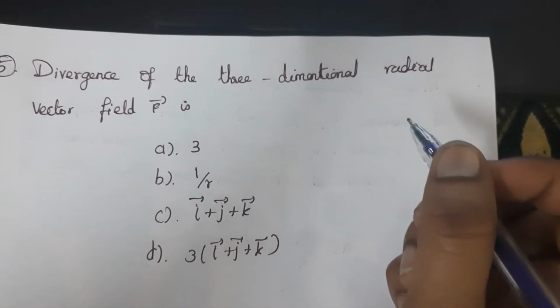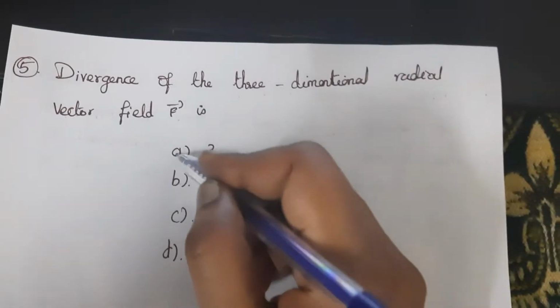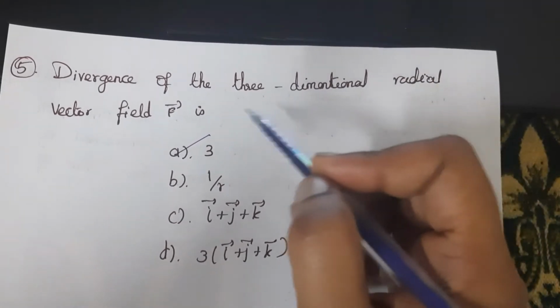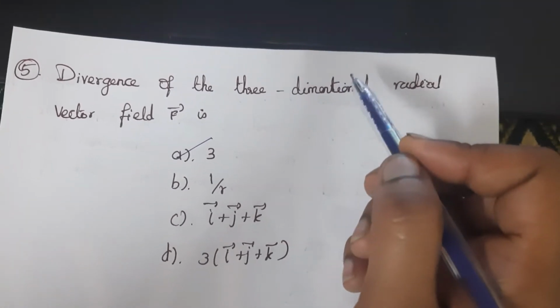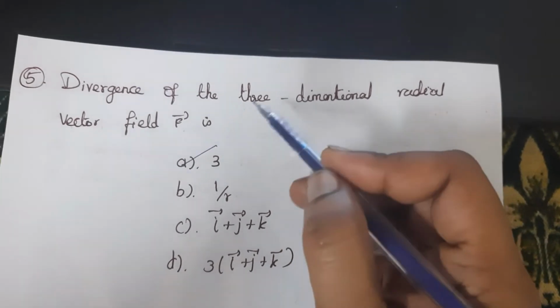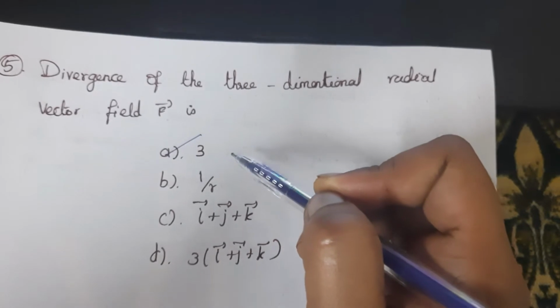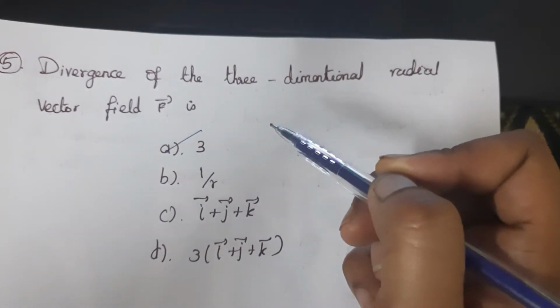Fifth question, divergence of the three-dimensional radial vector field F is 3. The three-dimensional radial vector is xi plus yj plus zk, and the divergence of each component is 1. So adding 1 plus 1 plus 1, we will get 3. So the three-dimensional radial vector field F divergence is 3. A is the answer.